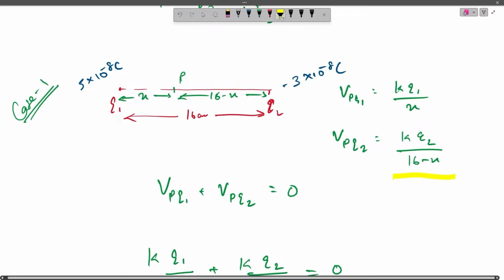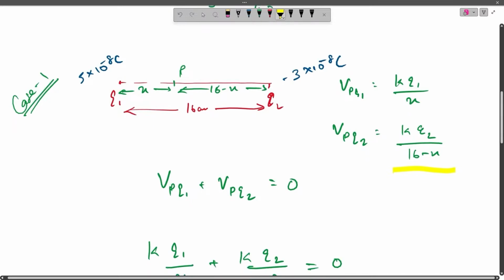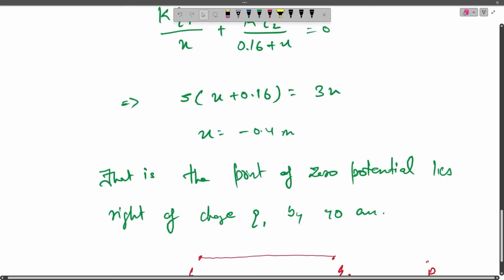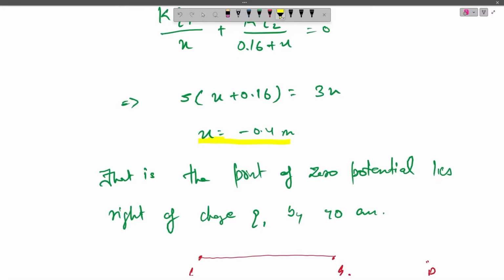Now there is another case where the point may lie outside the two charges on the same line. Let us take the second case like this. Q1 and Q2 are here, 16 centimeter apart, and let us assume that point P is at a distance x away from Q1, on the side of the Q1 charge. Proceeding similarly as before, we get the equation.